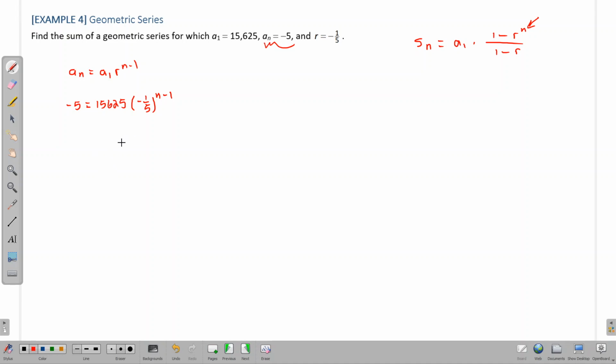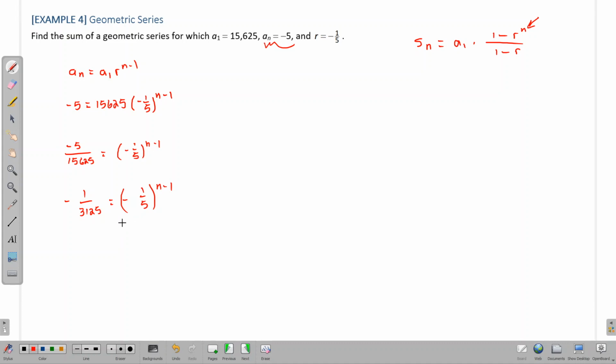So now we need to solve this. Well, we want to get the n by itself, ideally, so we're going to divide this over. So we end up with negative 5 over 15,625 equals negative 1/5 raised to the n minus 1. You could reduce the fraction. It reduces down to negative 1 over 3,125 equals negative 1/5 to the n minus 1.